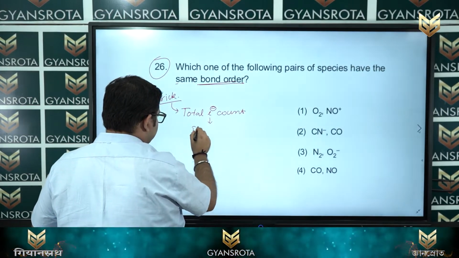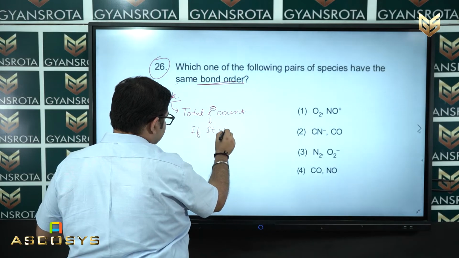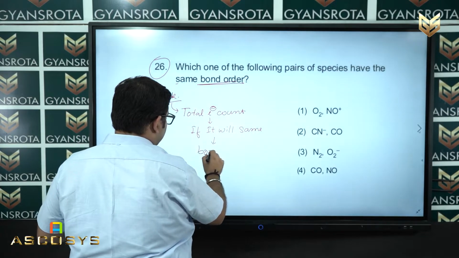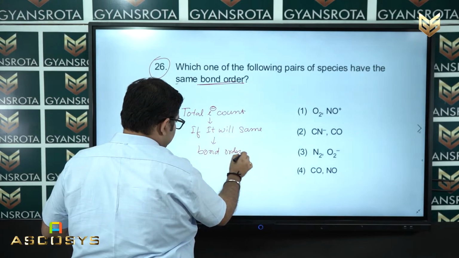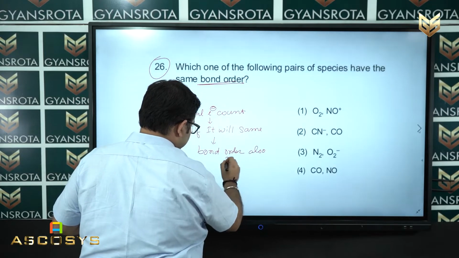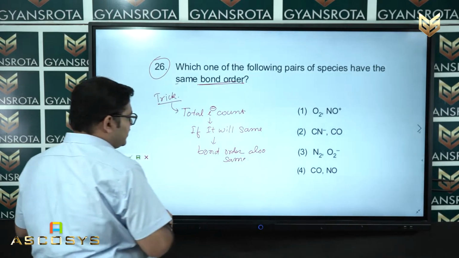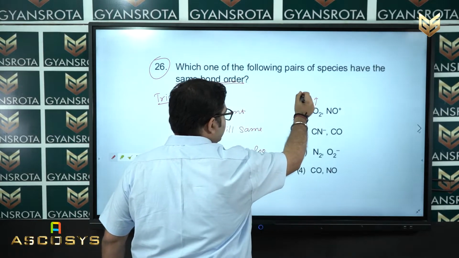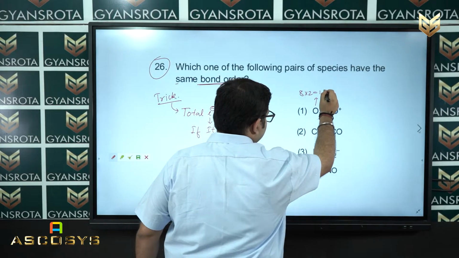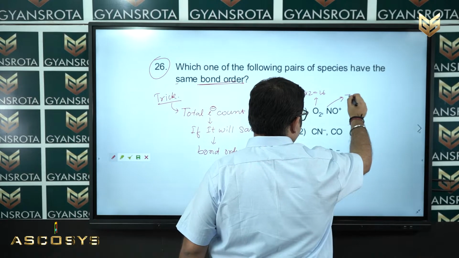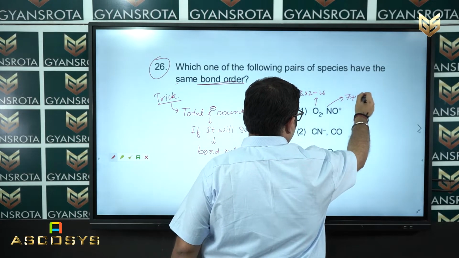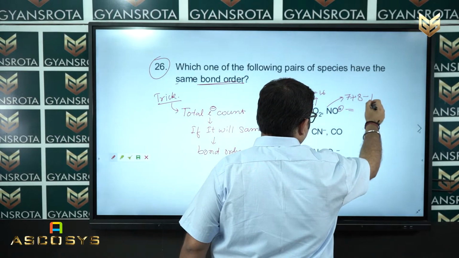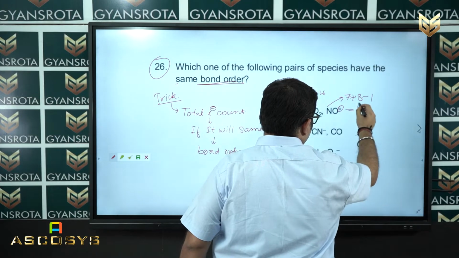If it is the same, then your bond order is also the same. So, if you see the oxygen, not the valence electron, the total electron, that is 8 into 2, it is coming as 16. For nitrogen it is 7 and oxygen is 8, and this positive means minus 1, so it is coming as 14 here, and here 16 and 14.